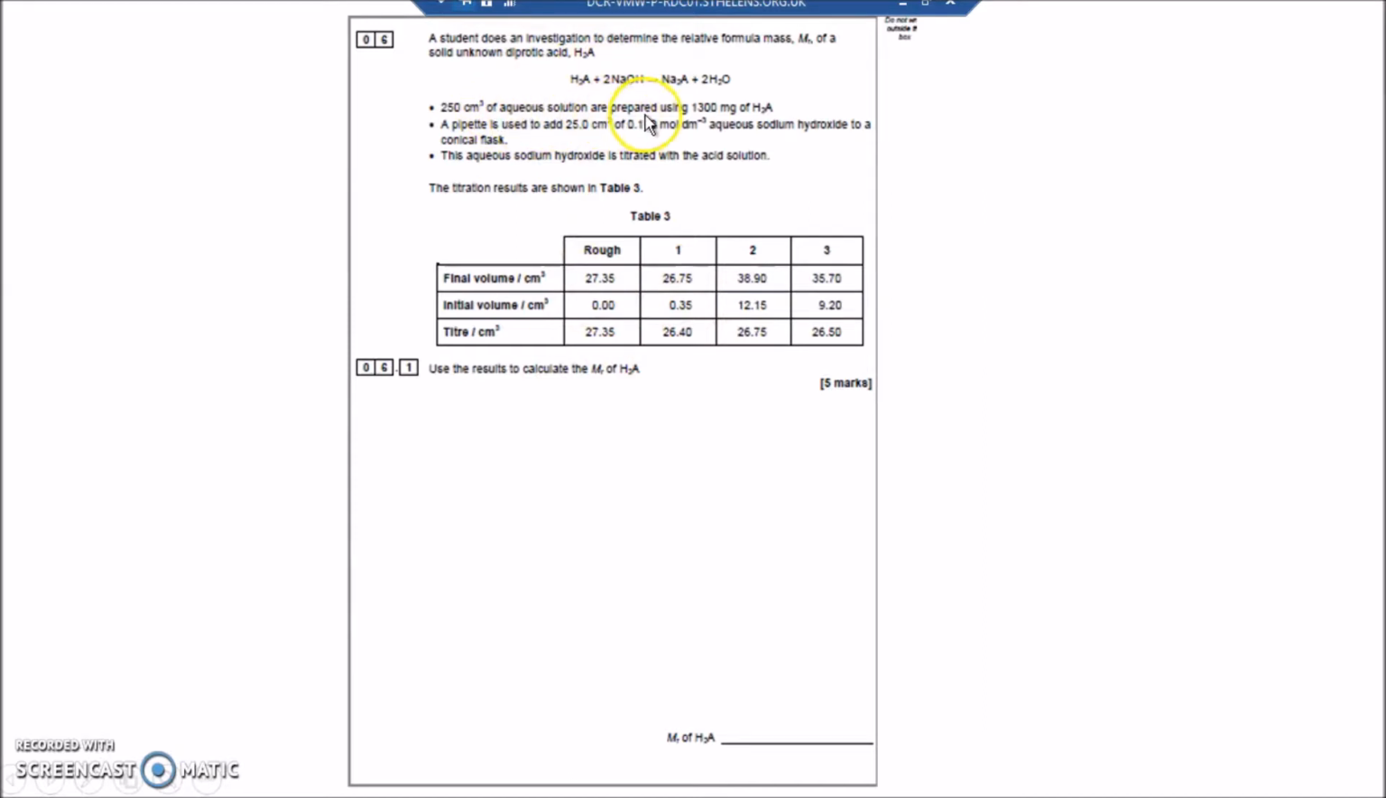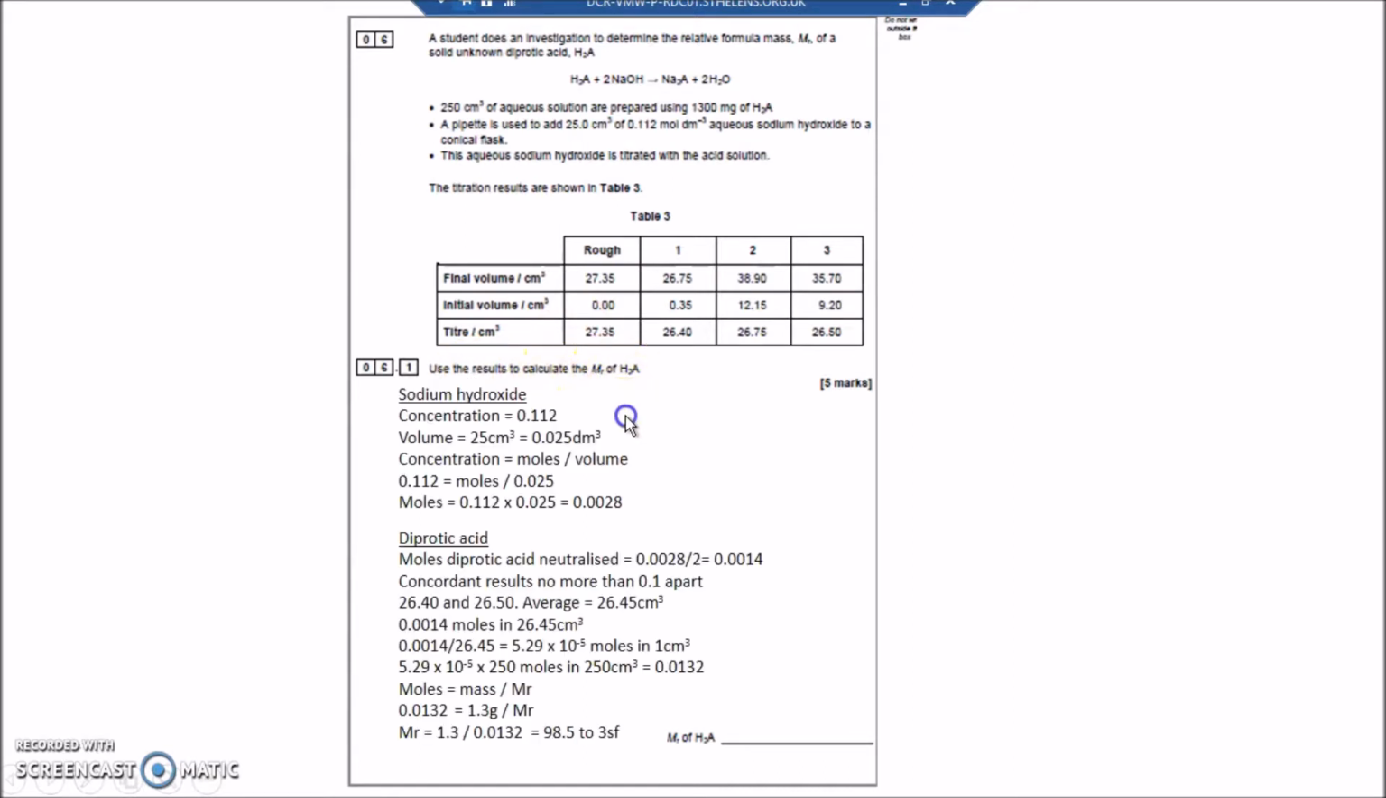25 centimetres cubed of aqueous solution are prepared using 1,300 milligrams of H2A. Remember, you hardly ever use milligrams, you convert it to grams, so I'm going to divide that by 1,000, and end up with 1.3 grams at some point. A pipette is used to prepare 25 centimetres cubed of 0.112 molar aqueous sodium hydroxide into a conical flask, and then we get a titration. Use the results to calculate the Mr of H2A.